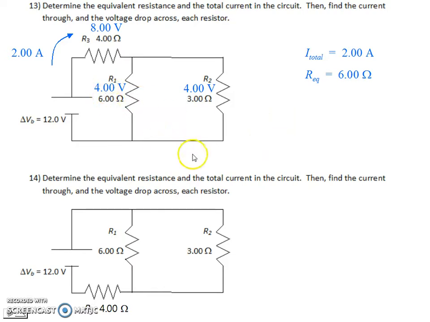Now what do we do? Well, 4 volts for 6 ohms, that's going to be 0.667 amps. 4 volts for 3 ohms, that's going to be 1.33 amps. And then what's our check? Well, 2 amps gets here and splits to 0.667 and 1.33. It comes back together as 2 amps.